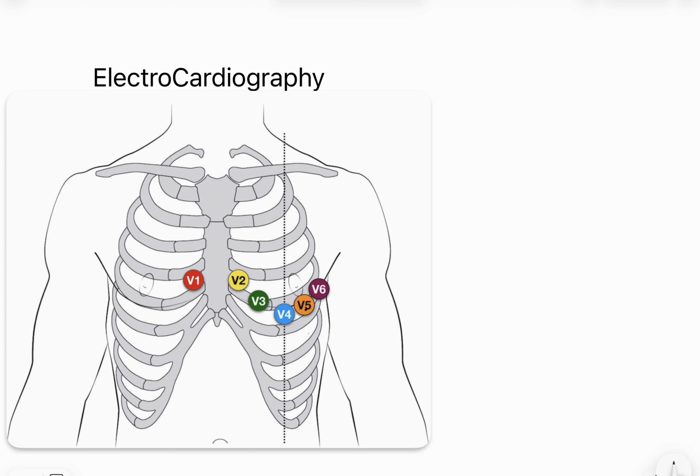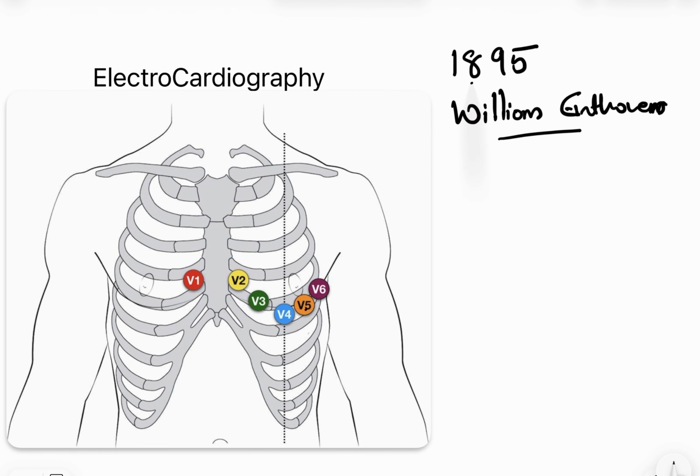The first thing we need to remember when we learn about ECG is that ECG was invented in 1895 by William Einthoven. So remember the name, William Einthoven invented ECG in 1895. I hope you all might have seen an ECG even once in your life.